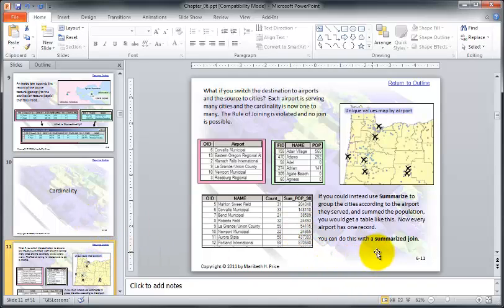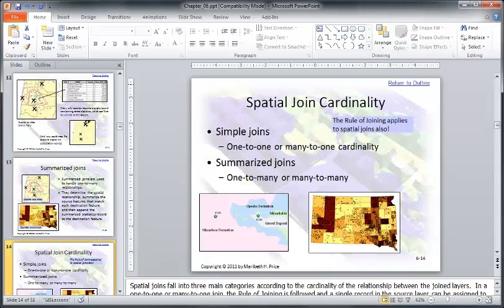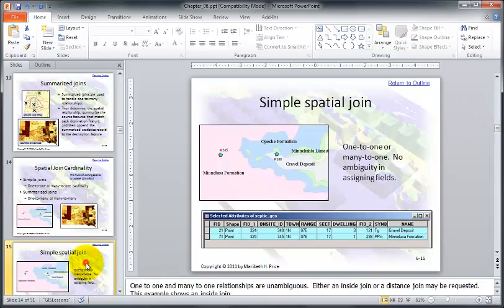Normally you'll use a 1-to-1. And as a reminder, the spatial join cardinality, the rule of joining, applies to spatial joins as well. Simple joins, a 1-to-1 or many-to-1 cardinality, will work. But summarized joins are required for 1-to-many or many-to-many. A simple spatial join, 1-to-1 or many-to-1. There is no ambiguity in assigning fields.